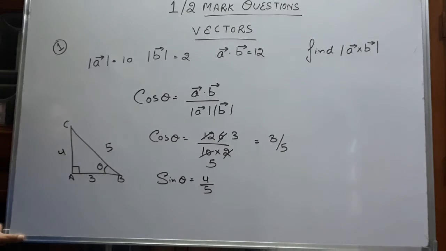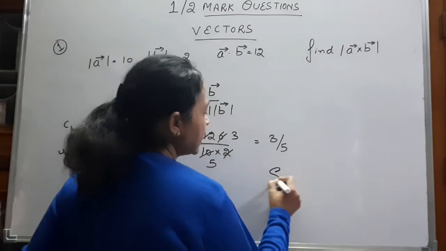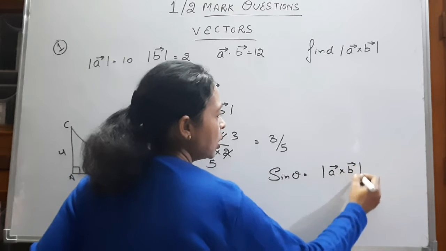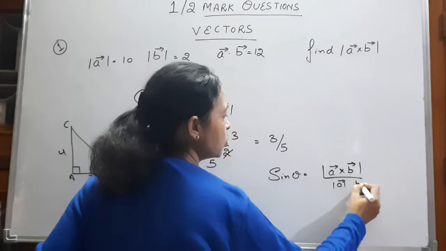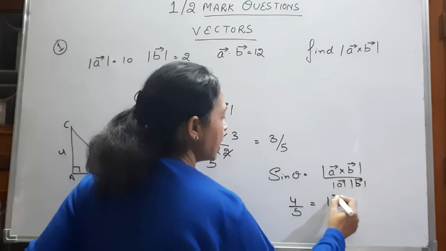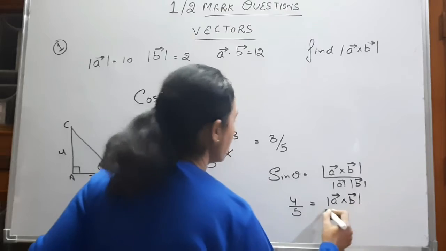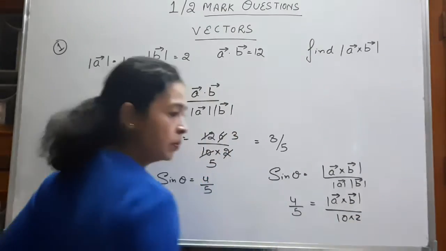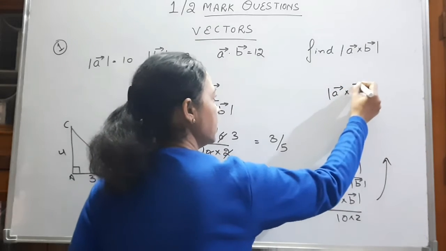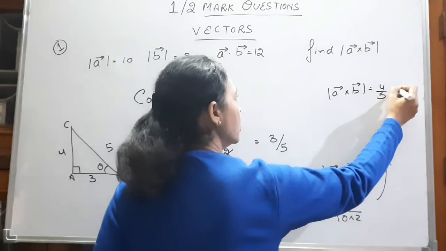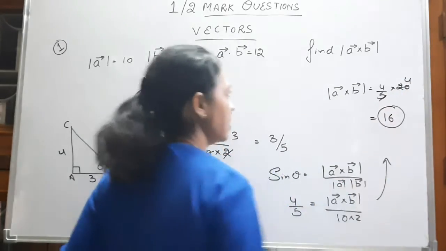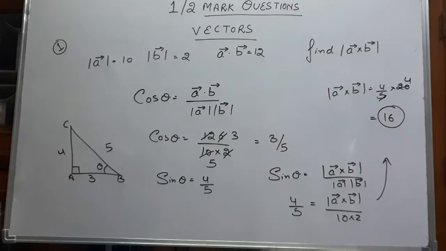Opposite side upon hypotenuse. Now sin theta equals magnitude of vector A cross vector B upon magnitude of A into magnitude of vector B. Sin theta we have 4 by 5 equals vector A cross vector B magnitude upon 10 into 2. Now vector A cross vector B magnitude is 4 by 5 into 20. 5 4s are, our answer is 16. Magnitude of vector A cross vector B is 16.